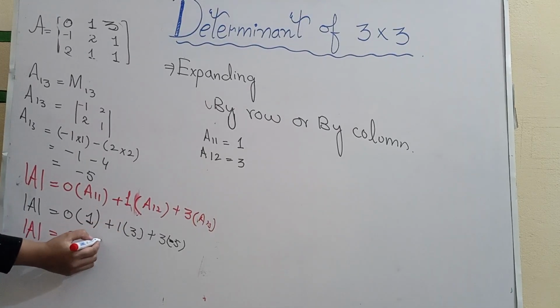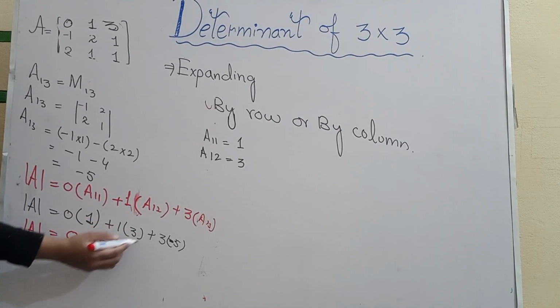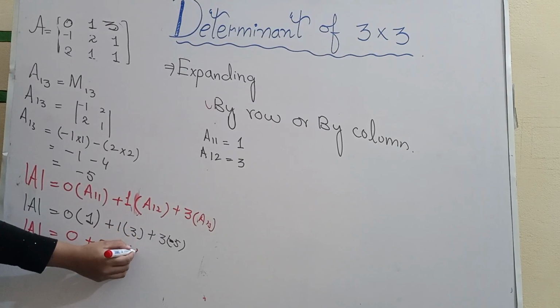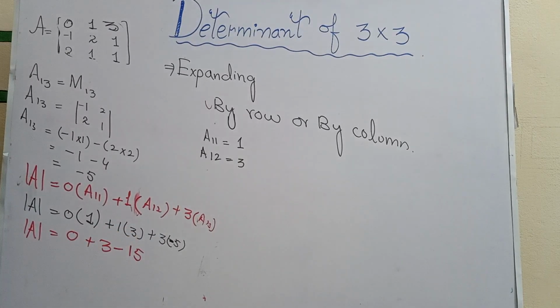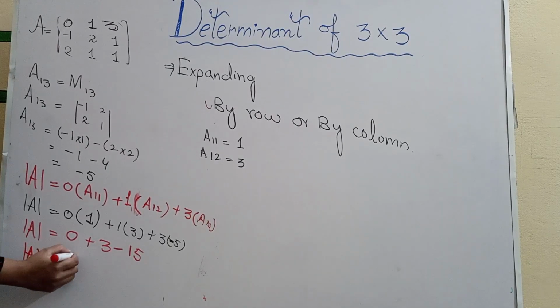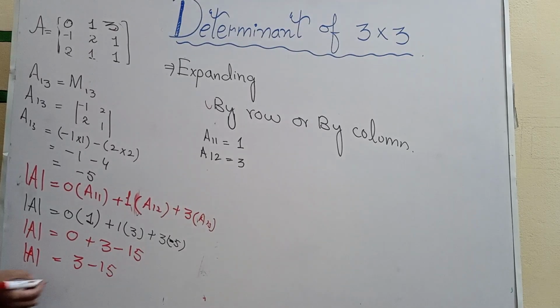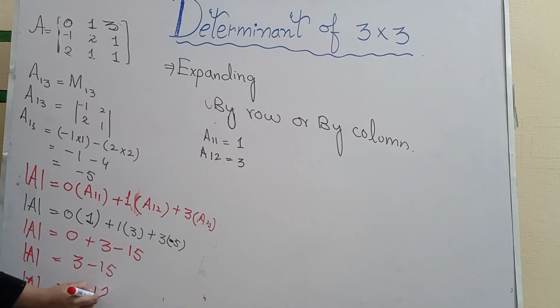So here in case A determinant becomes, here 0 multiplied by anything, it becomes 0. 1 multiplied by 3, it becomes 3. And then we have plus minus minus. 3 multiplied by 5 equals to 15. So here we are only left with two numbers, that is 3 minus 15. So it becomes, here it is going to be subtracted and the sign will be of the greater value. So A determinant becomes -12.